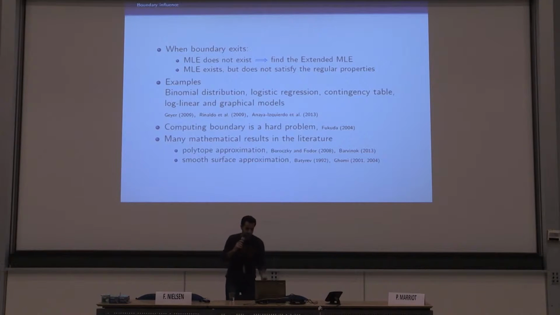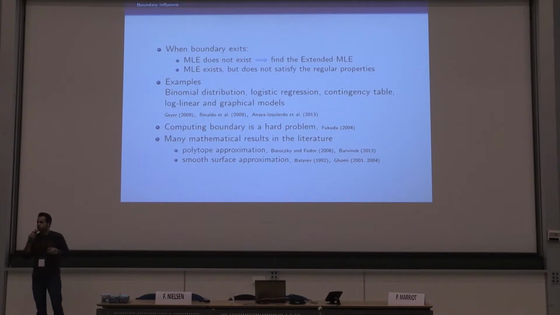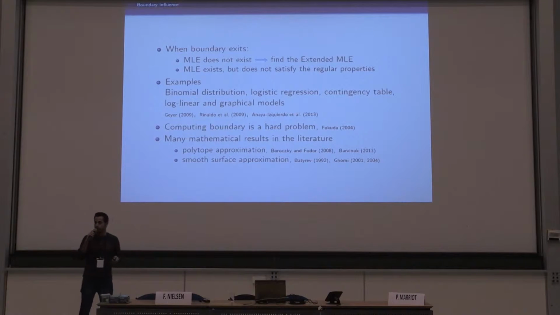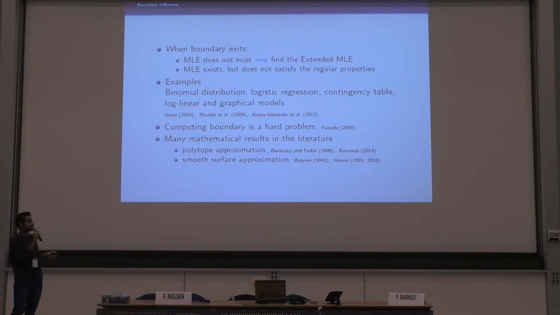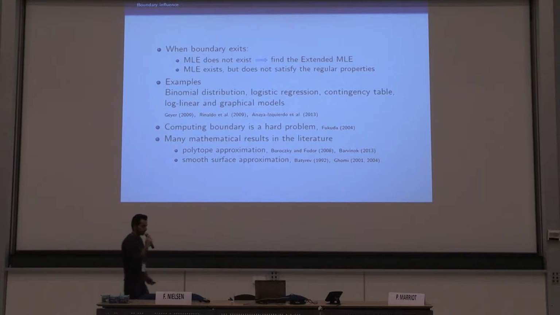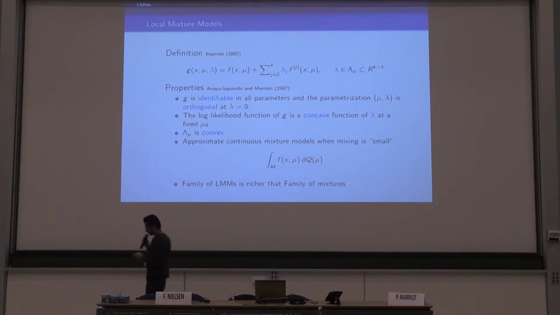In general, as discussed by many researchers, computing boundaries is a really hard job, but there are lots of mathematical results that you can classify in two directions. You can approximate the boundary by a polytope. For example, you can generate a set of random points from the boundary and construct the convex hull of those points, and you end up with a polytope approximation. Or you can approximate by smooth surfaces based on the methods developed in these seminal papers. But right now, I'm going to move on to the focus of this talk, which is local mixture models.